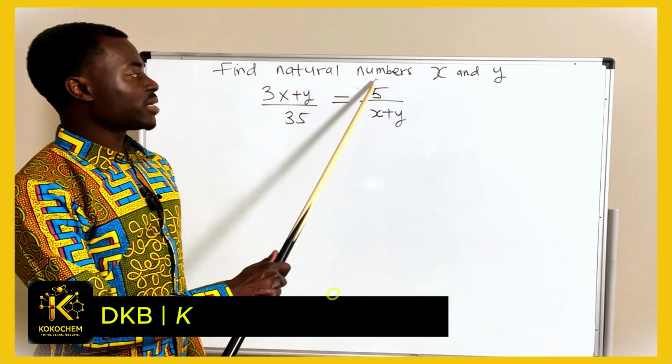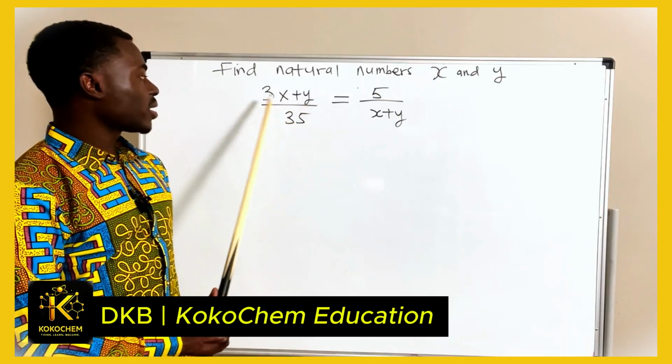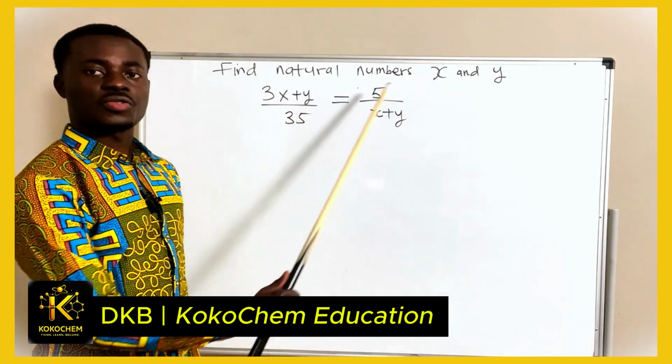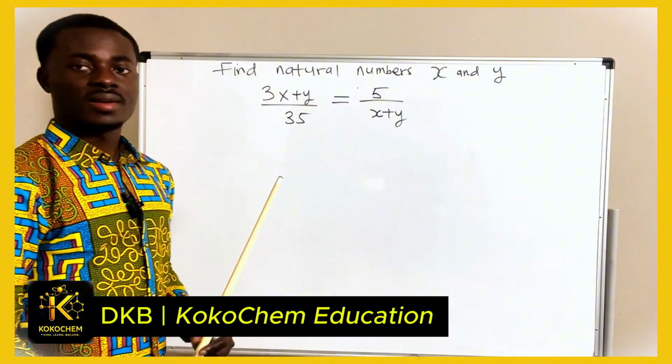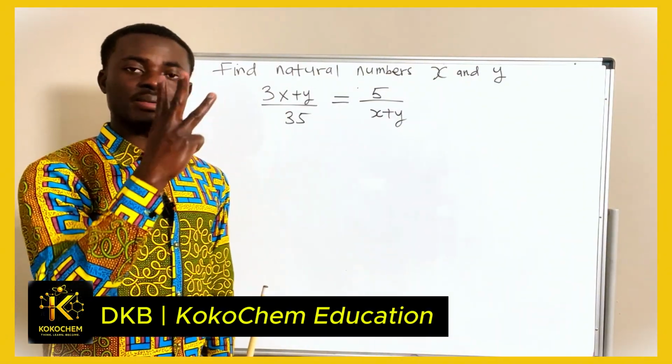Find natural numbers x and y such that (3x plus y) all over 35 is equal to 5 all over (x plus y).